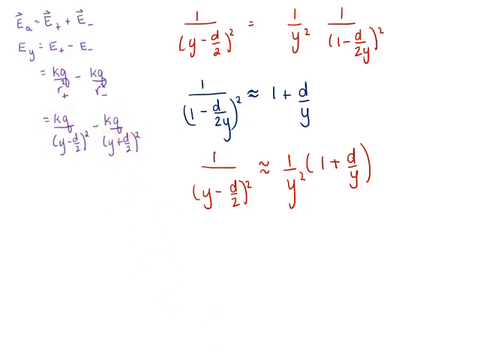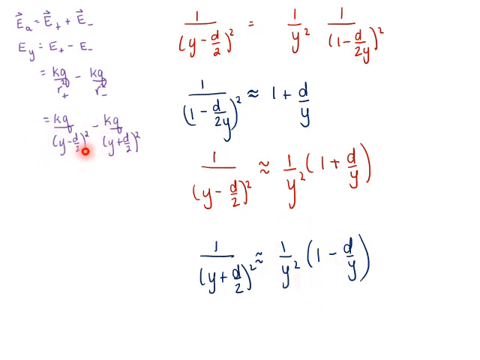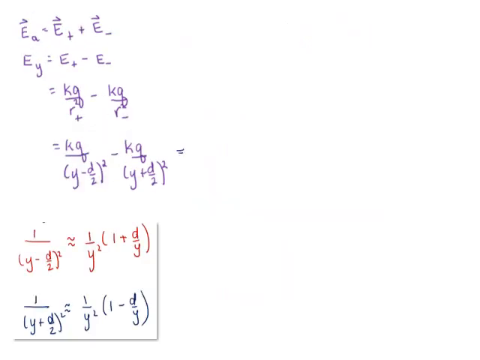So we could apply exactly the same treatment, and what we'd find is that 1 over (y plus d over 2) squared is approximately equal to 1 over y squared times (1 minus d over y). So now we have expressions that we can fill into our equation. So let's go ahead and fill those in, and let's work on finding our total electric field.